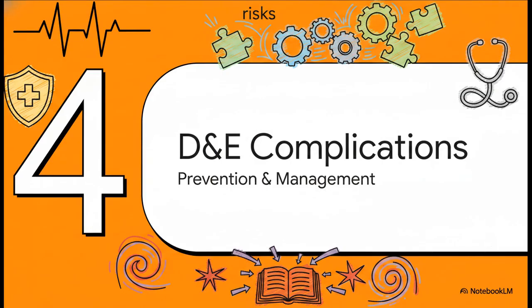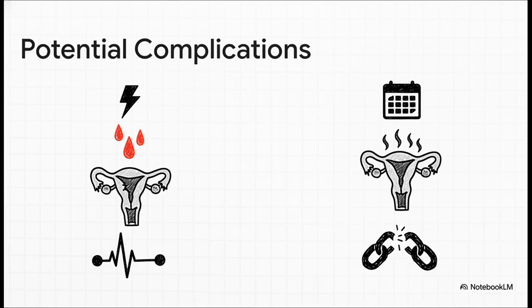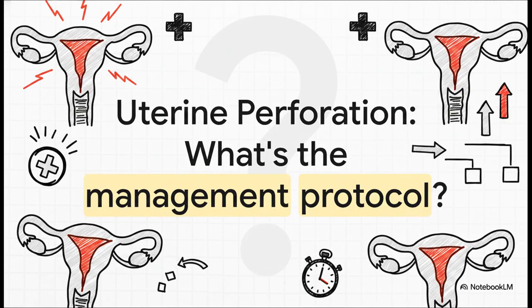Of course, every procedure has risks, and being prepared to manage them is just as important as knowing the steps of the operation. This is a super high-yield area for your exams, so let's really focus here for a minute. Complications can pop up right away, or sometimes way down the line. Immediately, we're worried about things like hemorrhage or direct injuries like a cervical tear or a uterine perforation. Shock is also a risk. And later on, a patient could face issues like pelvic inflammation, problems with fertility, or even cervical incompetence in a future pregnancy.